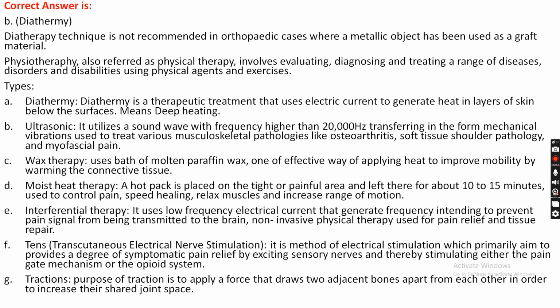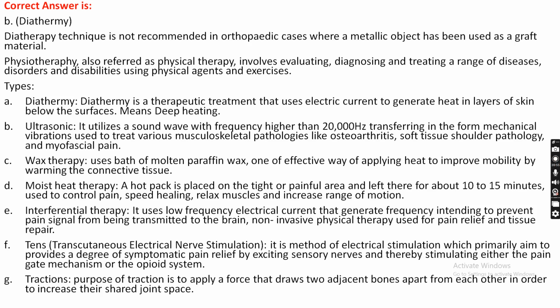Similarly, moist heat therapy, in which we use a hot pack on the painful area and leave it there for 10 to 15 minutes. It is also used to control pain, speed healing, relax muscles and increase range of motion. Similarly, interferential therapy, in this case we use low frequency electrical current, and it is used to prevent pain signals from being transmitted to the brain.